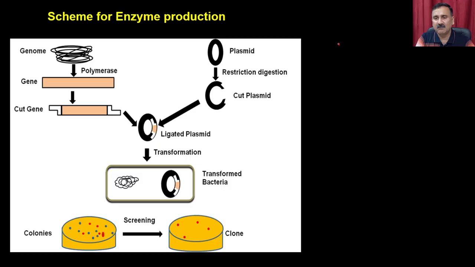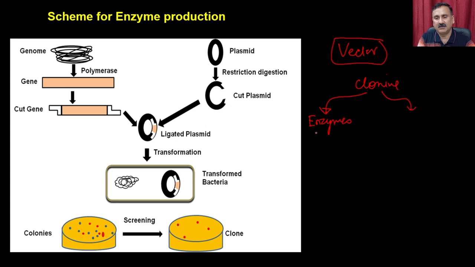Now, in today's lecture, we are going to discuss more about the different types of vectors. As far as cloning is concerned, it requires the knowledge of two components. One, you need to have proper knowledge of the enzymes which are going to be used in molecular cloning. So, enzymes in molecular cloning.